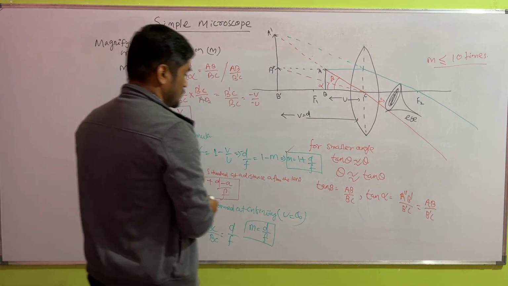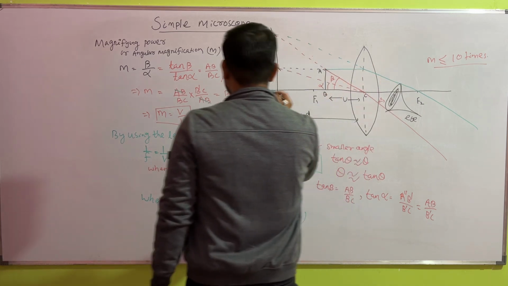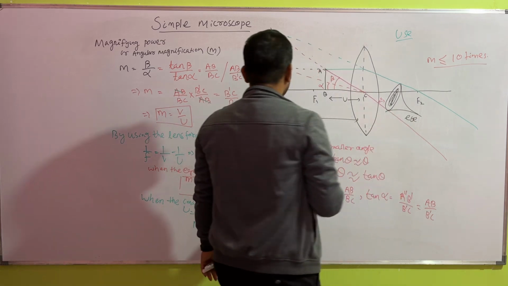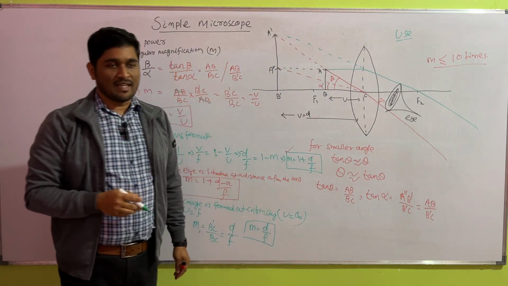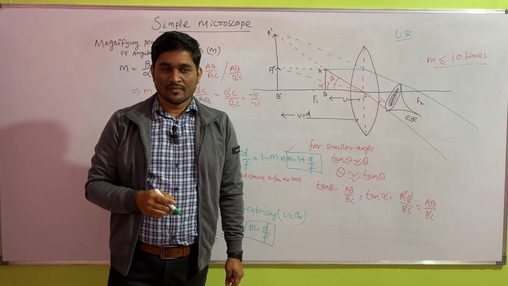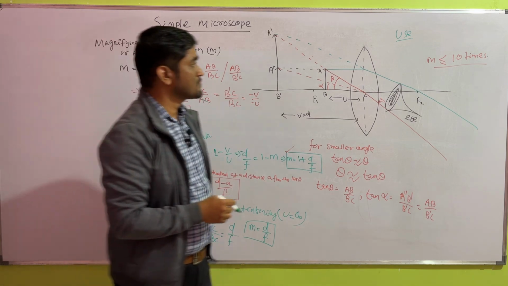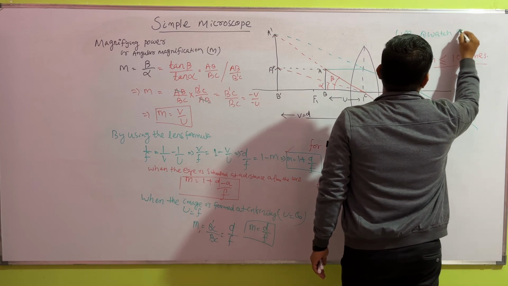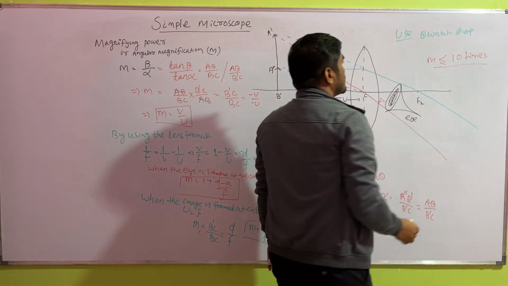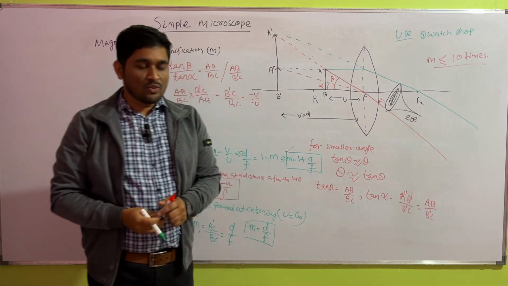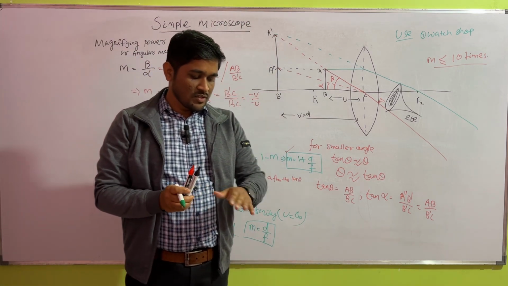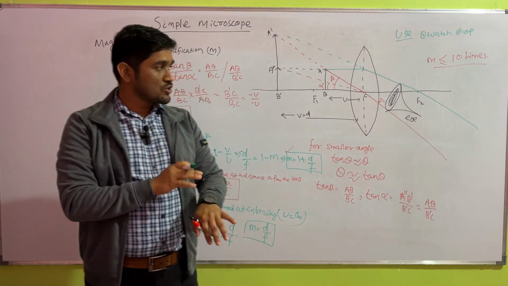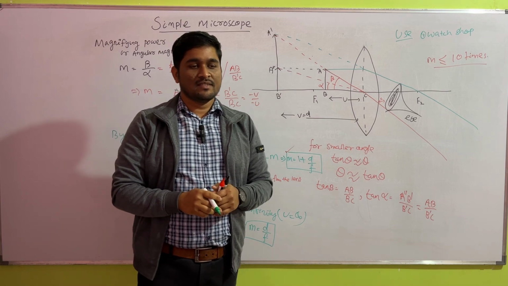So next is use. Where do we use the magnifying glass? In a watch shop. To repair the watch, we have to see the small parts of the watch, so we have to use the magnifying glass.